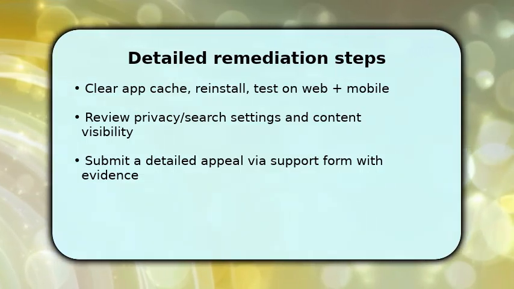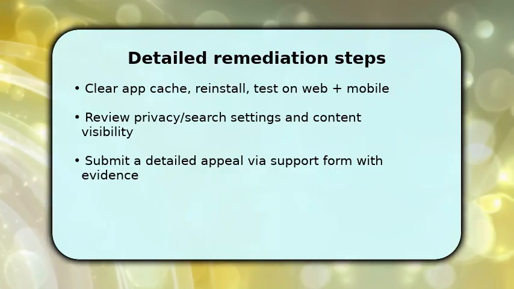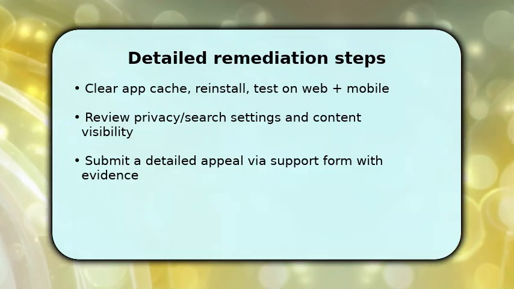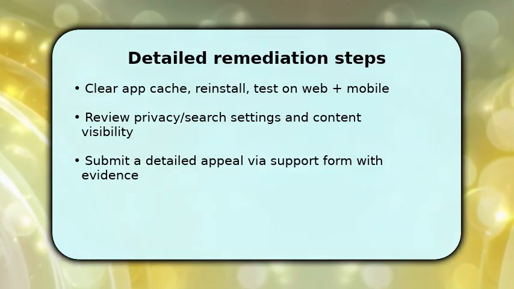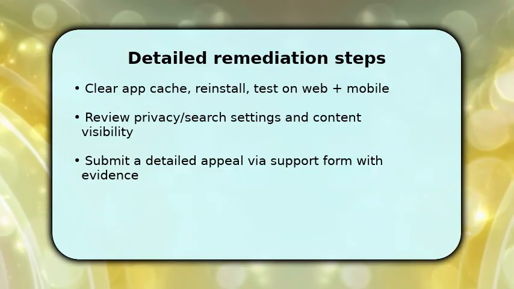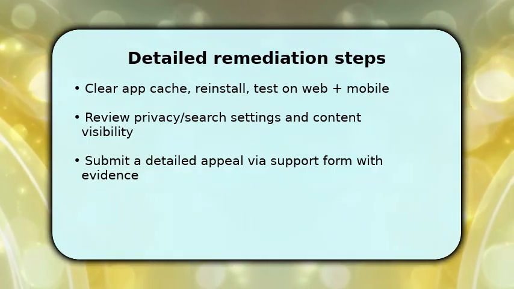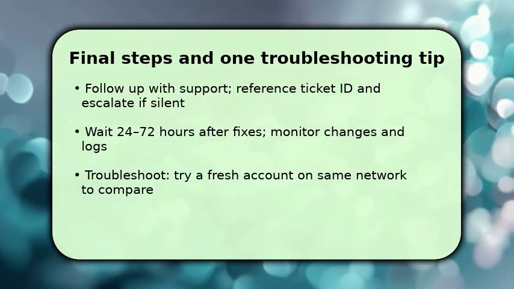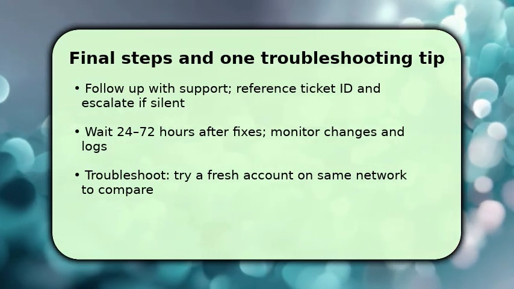If local fixes fail, prepare a concise appeal. Include your evidence, device details, timestamps, and steps already tried so support can reproduce the issue quickly. Finish by following up with support and referencing your ticket ID. If you get no reply, politely escalate through the help center or official channels.